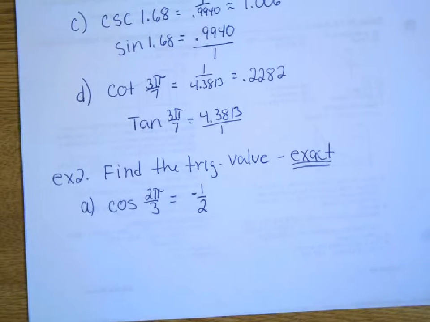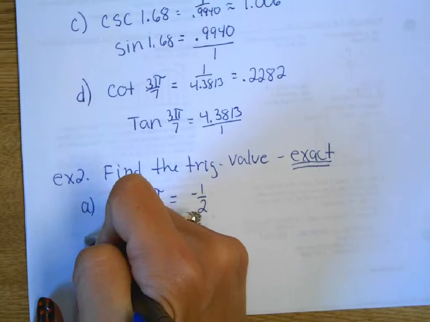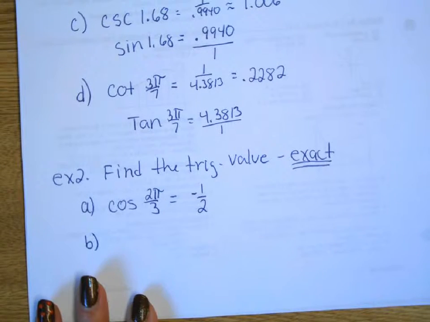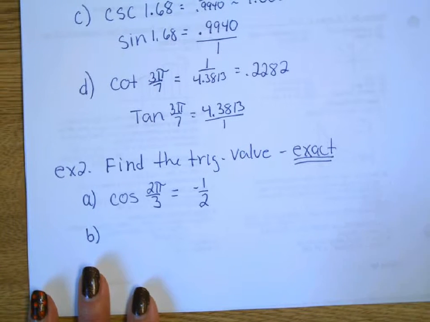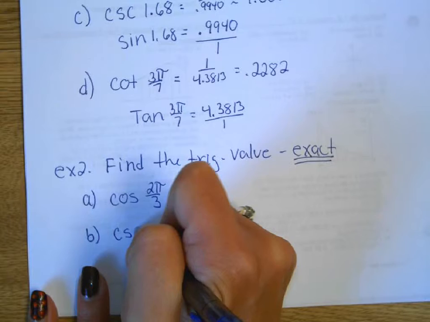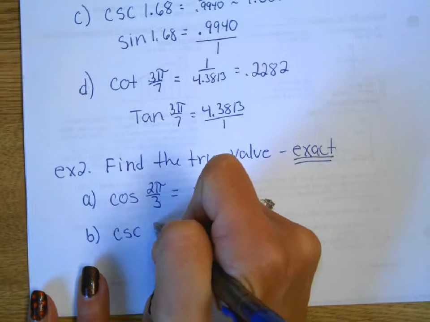Everybody know where to find that? Michaela, did you find it? Okay, just checking. You look like you might have been lost there for a second. Austin, did you find it? Yeah. Okay. How about the cosecant of 10 pi over 3?